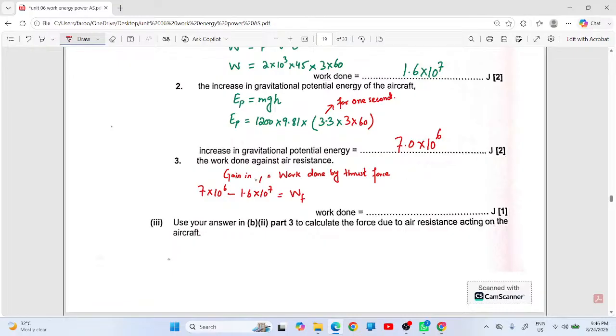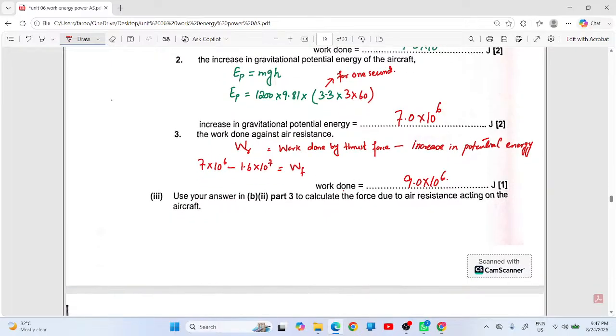Work done by the air resistance equals work done by the thrust minus increase in potential energy. Now if you rearrange this, you will get 9 10 power 6.